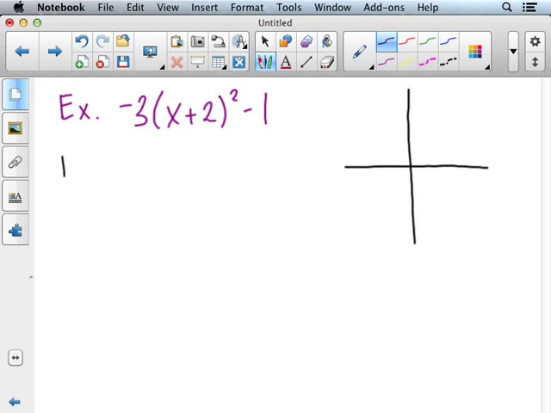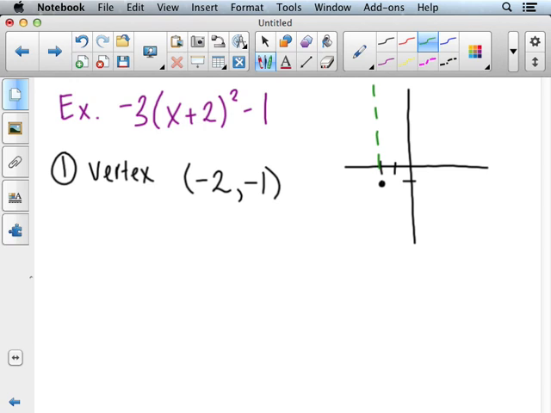So first step is to find my vertex. Well, my vertex is moved to the left 2, so -2, and down 1, -1. It's always going to be the opposite of this sign in the middle for your x value. There's my vertex. I'm going to plot it, -2, -1. I'm going to draw my axis of symmetry.